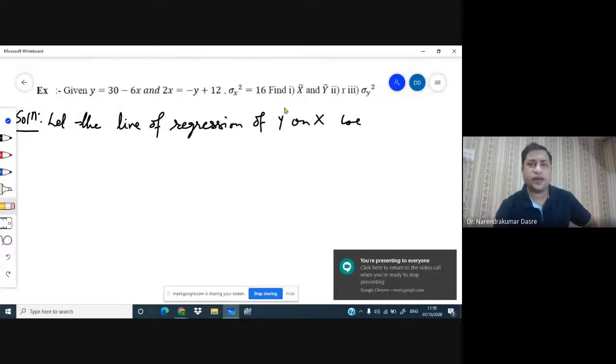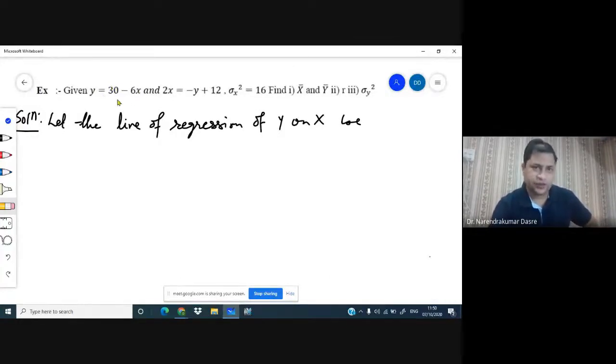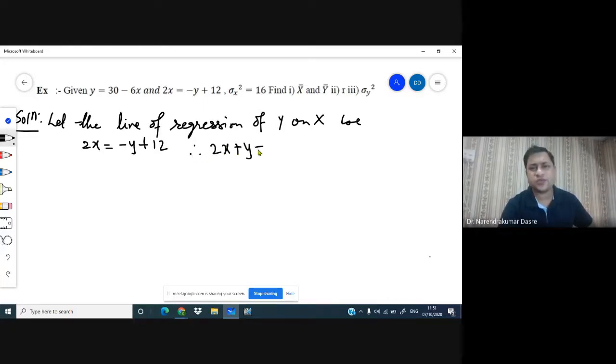We have the line of regression of y on x. So we consider this, but it is not actually the line of regression of y on x. Actually, this is the line of regression of y on x. I can write this as 2x is equal to minus y plus 12, or I can write this as 2x plus y is equal to 12. This is equation 1. And then I can write this as y is equal to minus 2x plus 12.